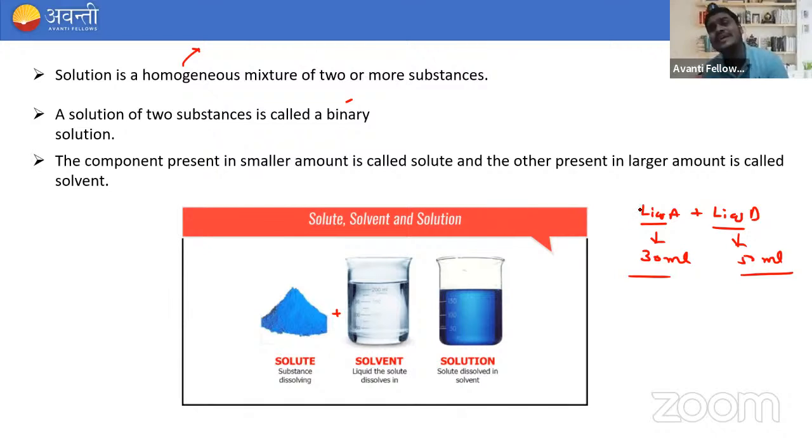That is liquid A, because liquid A is present in a smaller amount, right? So anything which is present in a smaller amount is known as solute, and the other that is present in a larger amount is known as solvent. I hope this is clear to you. These are the basic things you must remember, and it should be clear so that you can utilize it in a bigger problem or difficult problem as well.